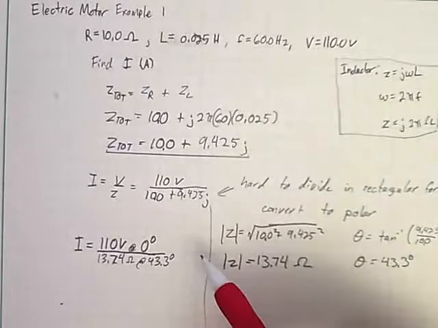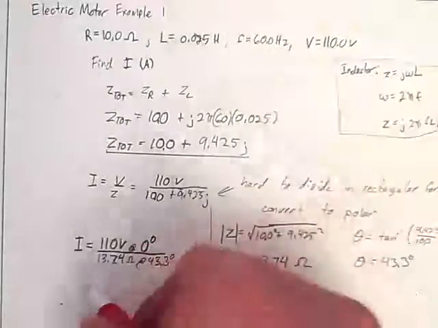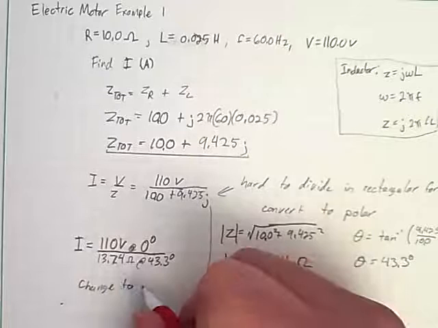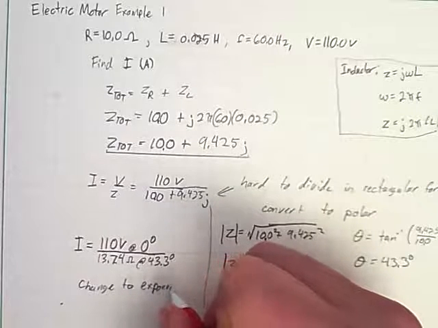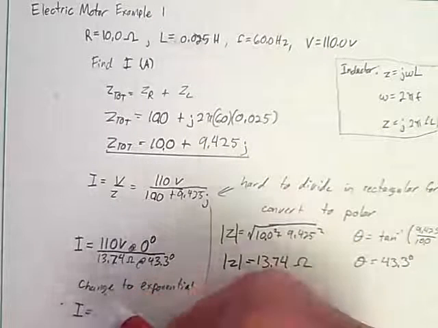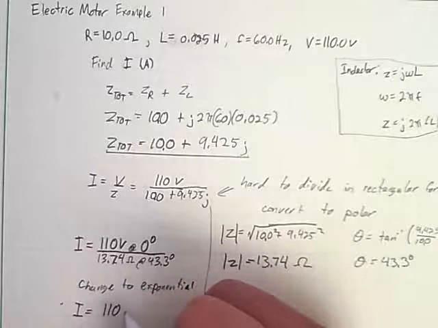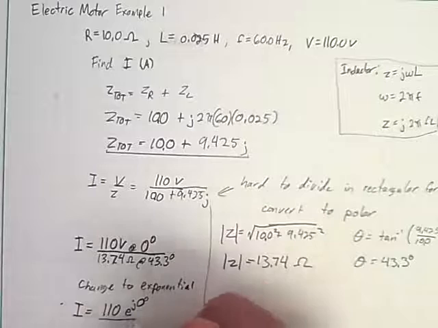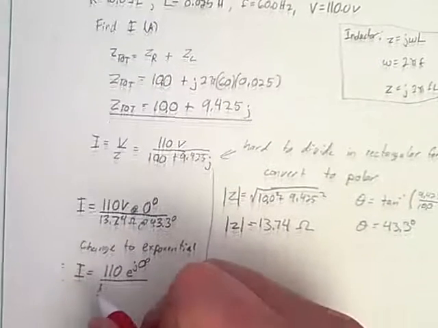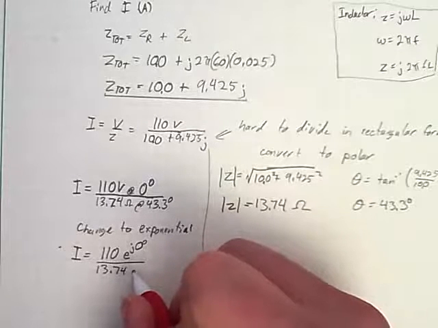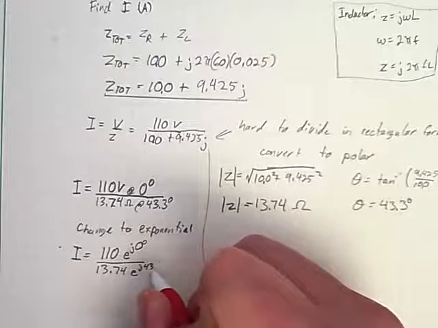So if we go one step further and change to exponential, we can see a little bit more why this makes sense. So that's 110 times e to the j at 0 degrees divided by 13.74 times e to the j at 43.3 degrees.